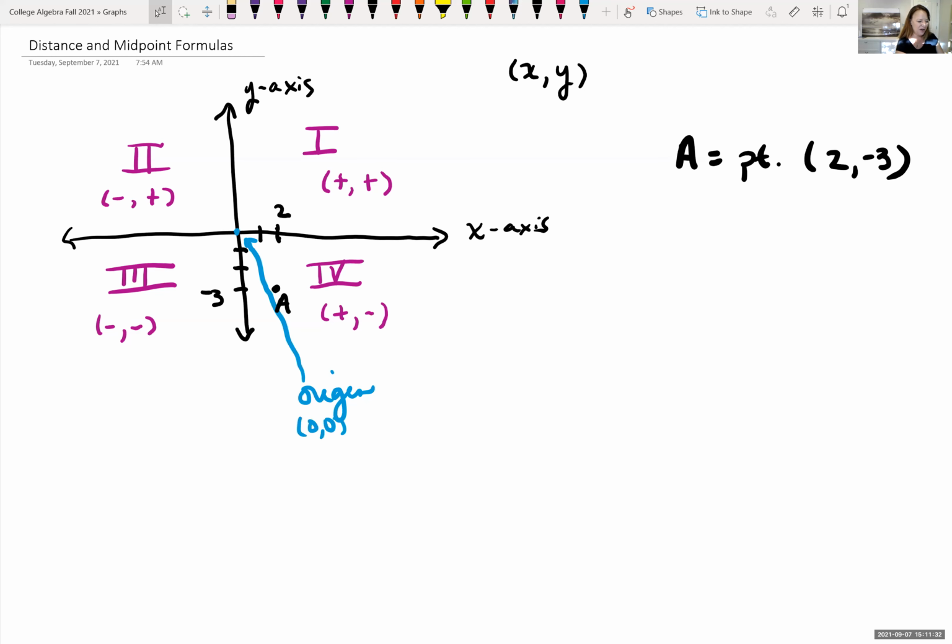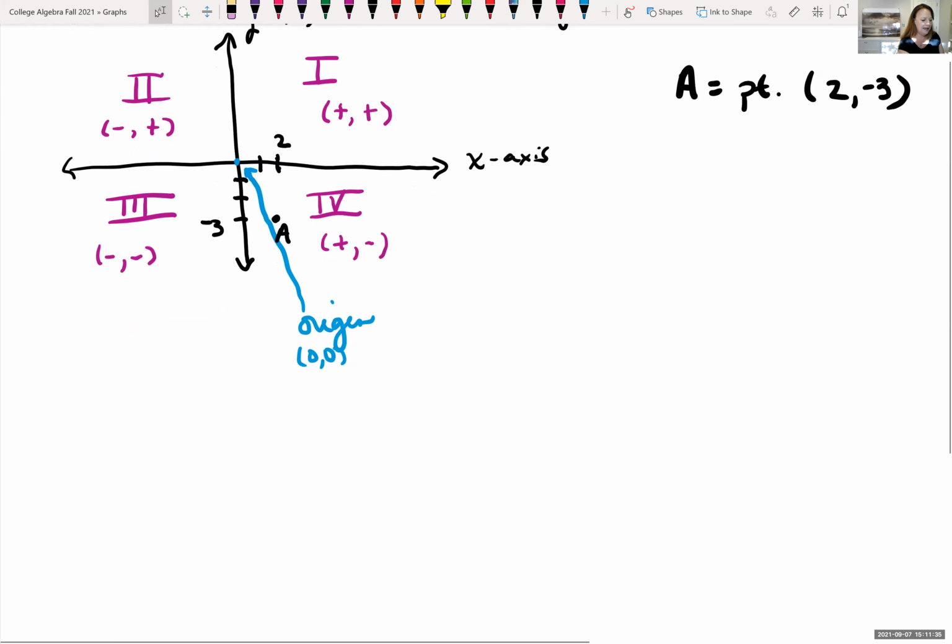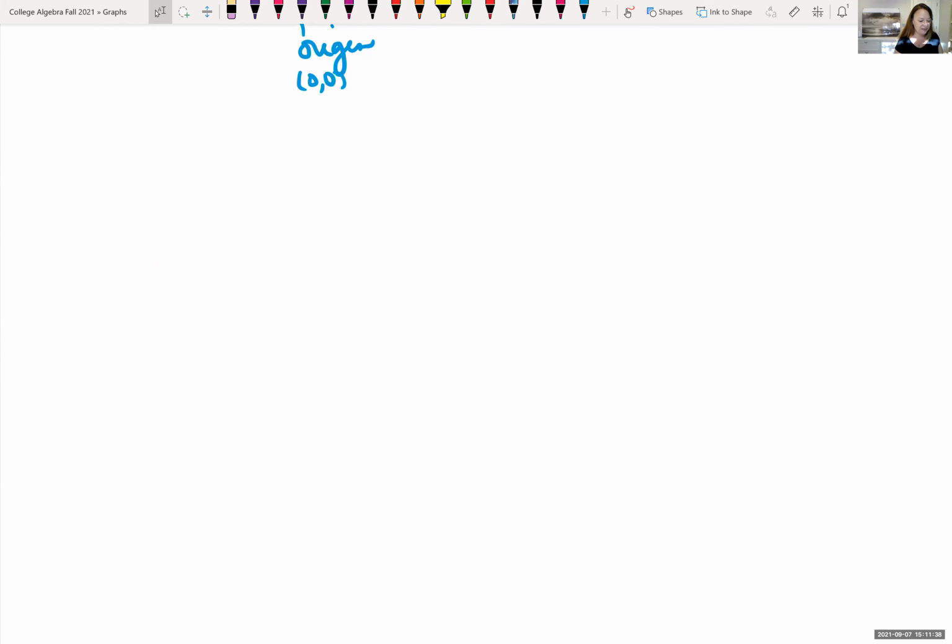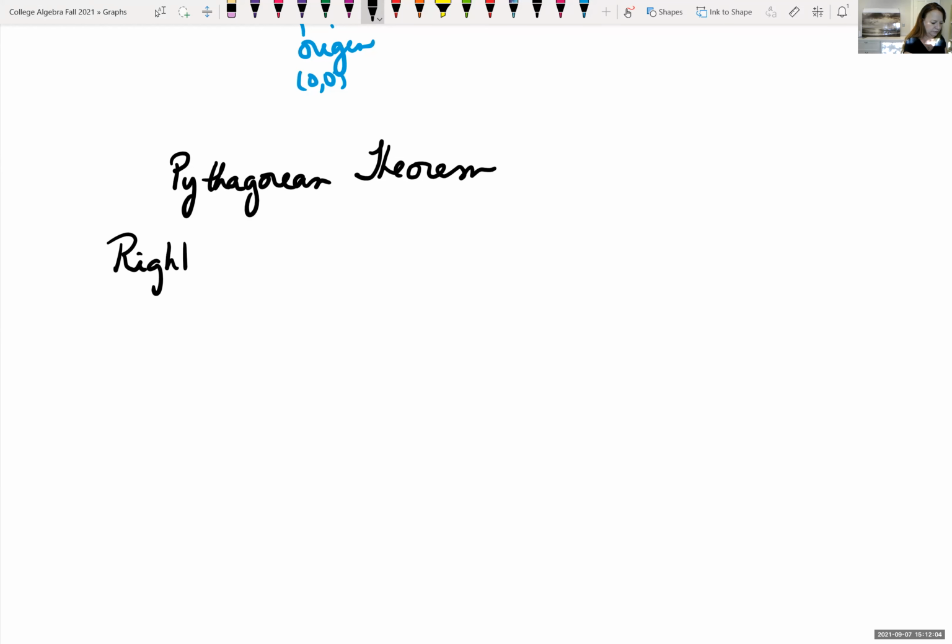Okay, so we're all set. We know how to plot points, and we remember that's not too bad. But we're going to derive the distance formula. In order to derive this distance formula, you have to remember a kind of famous theorem, the Pythagorean Theorem. This is for right triangles. So if we have a right triangle, the theorem involves the length of each leg.